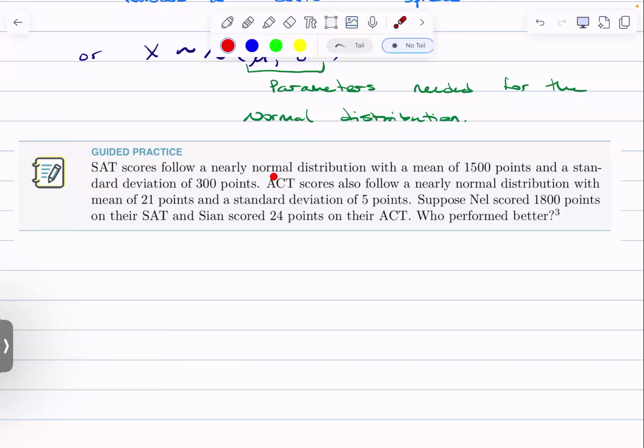And kind of a sidebar, but many things follow a normal distribution, or at least a nearly normal distribution. That's the beauty of it, and having this mathematical way of representing it that we don't care about, but it exists. So SAT scores follow a nearly normal distribution with a mean of 1,500 points and a standard deviation of 300 points.